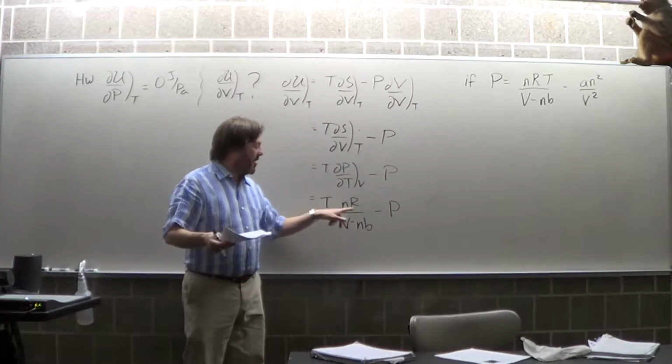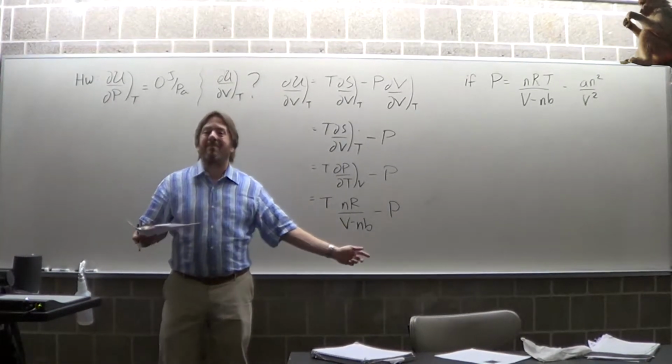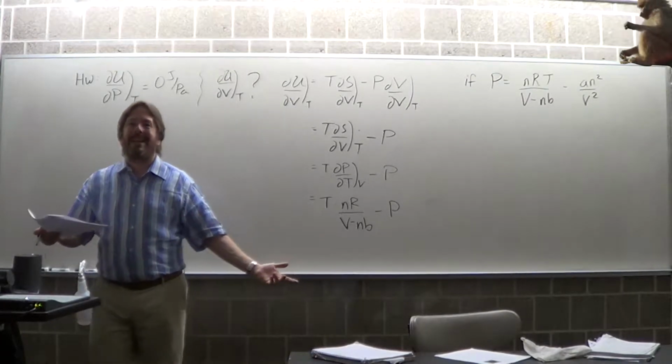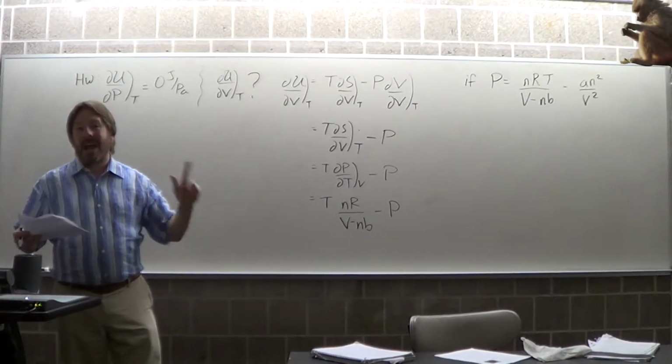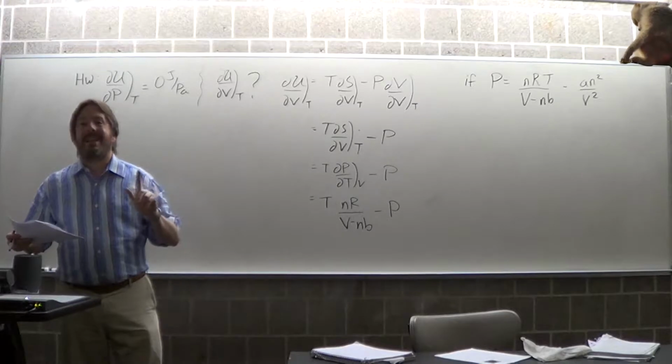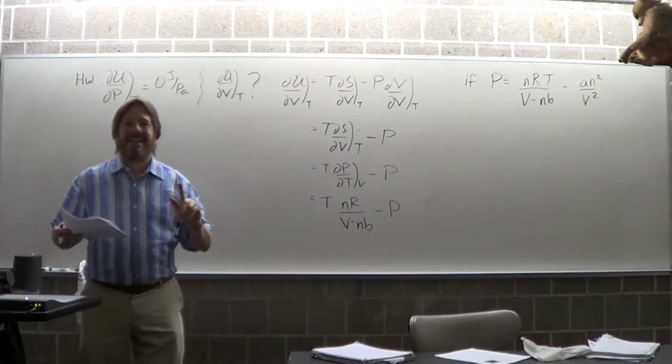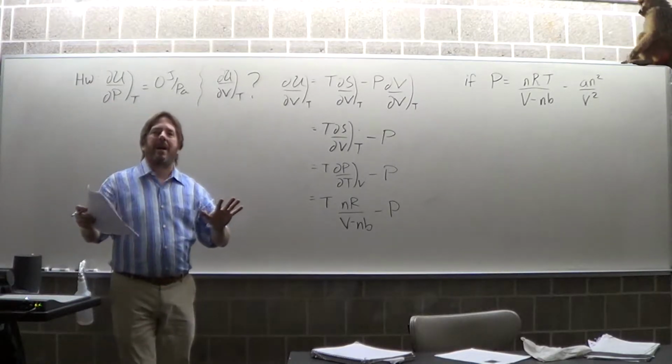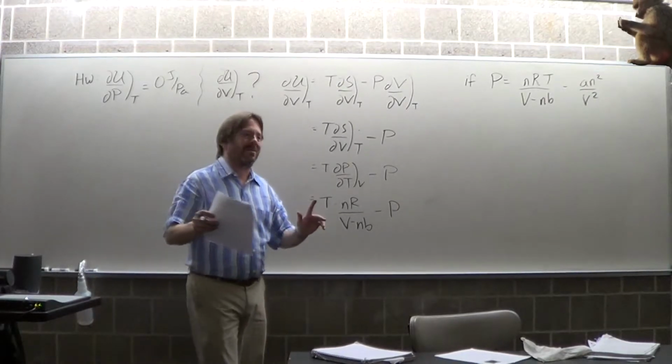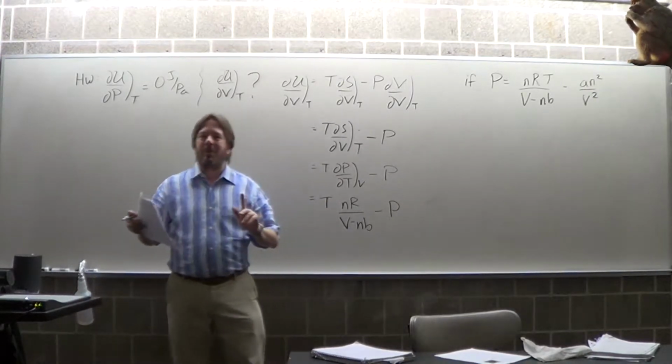But I've got, instead of nRT over V, nRT over V minus nb. It just messes it up, right? Okay, I just tricked you hideously. That's not the right answer. It kind of is. I'd actually give you full credit. But there's actually something else to this. What did you fail to do?